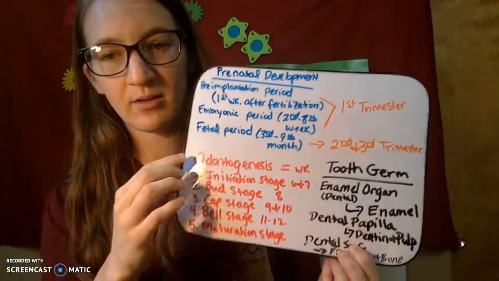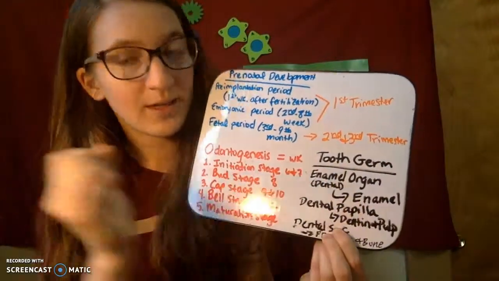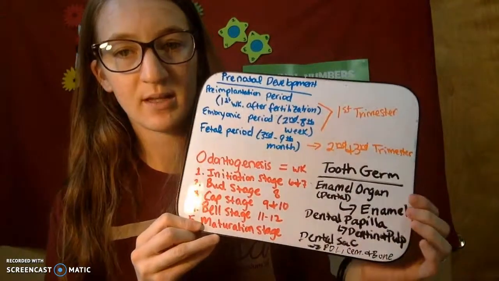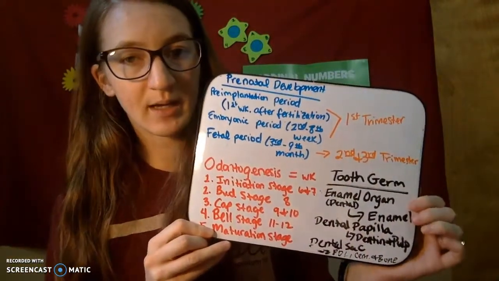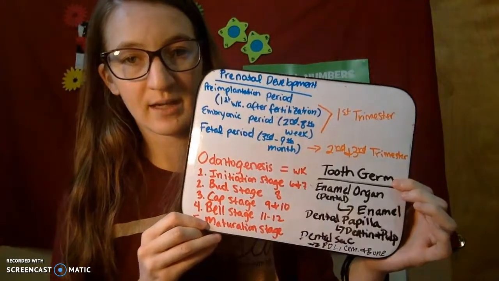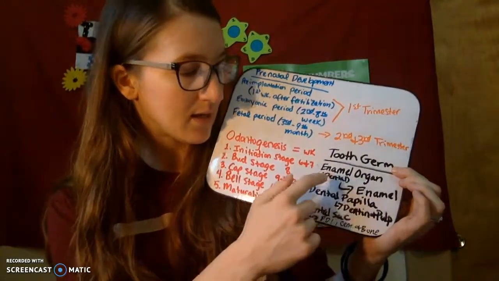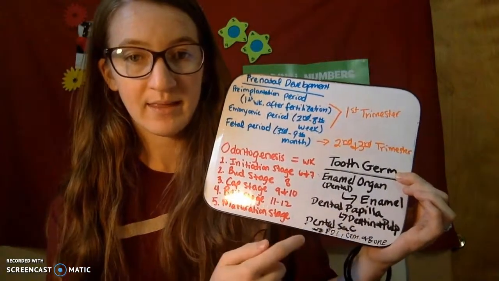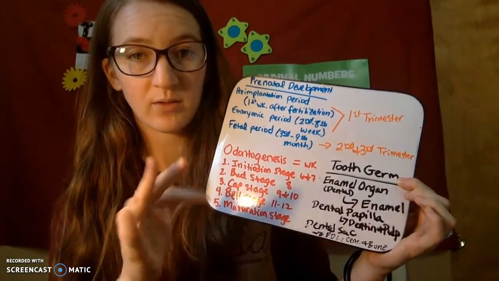Lastly, I want to talk about the tooth germ. This is really important stuff just because there were quite a few questions about this. The tooth germ is made up of 3 sections. We have the enamel organ, the dental papilla, and the dental sac or follicle.